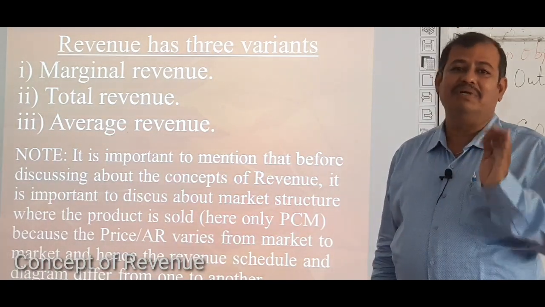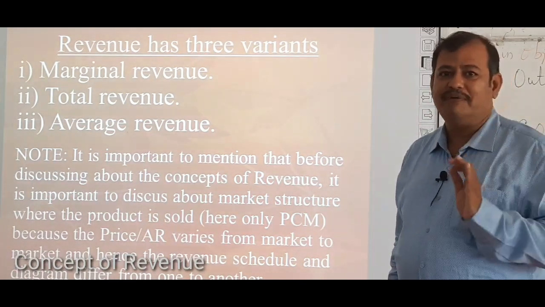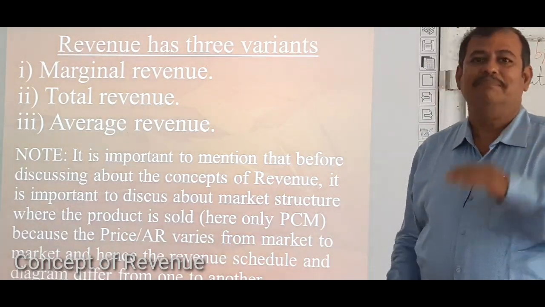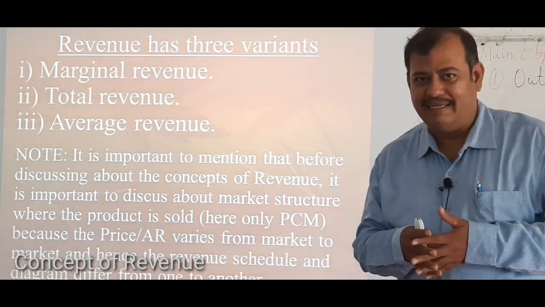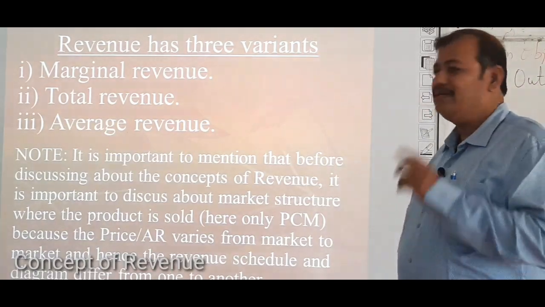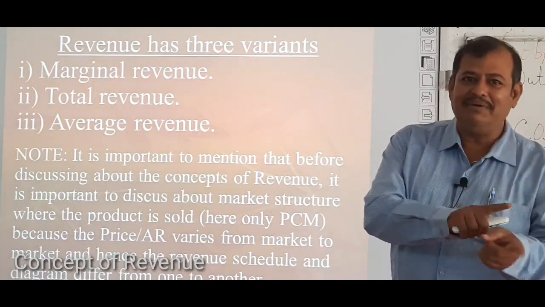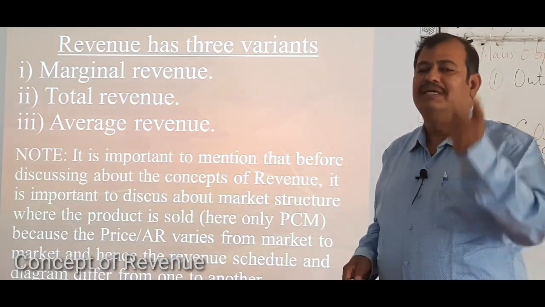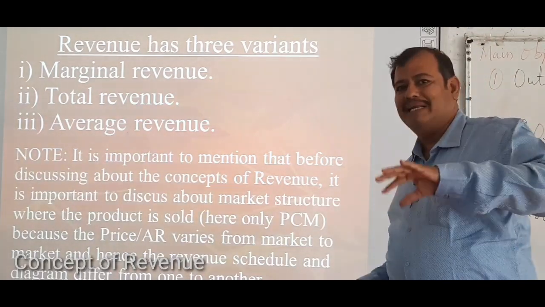And here we are going to discuss only the perfectly competitive market, because price or the average revenue varies from market to market. So, there are different types of market we have to discuss, because the revenue and market both are linked together. So, what we are supposed to do is discuss revenue and market together.